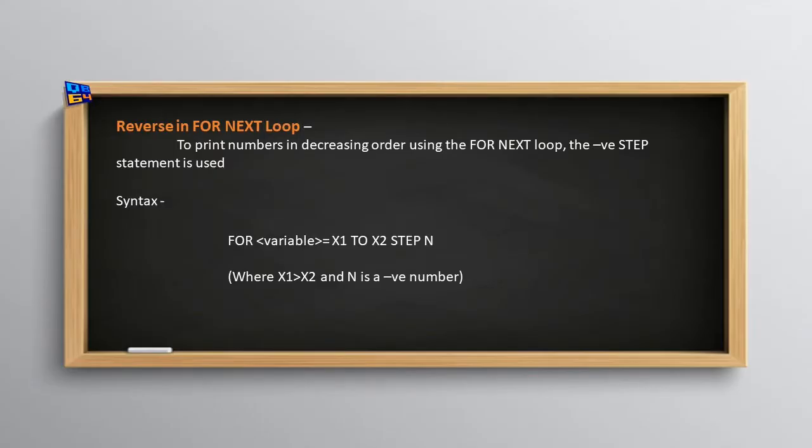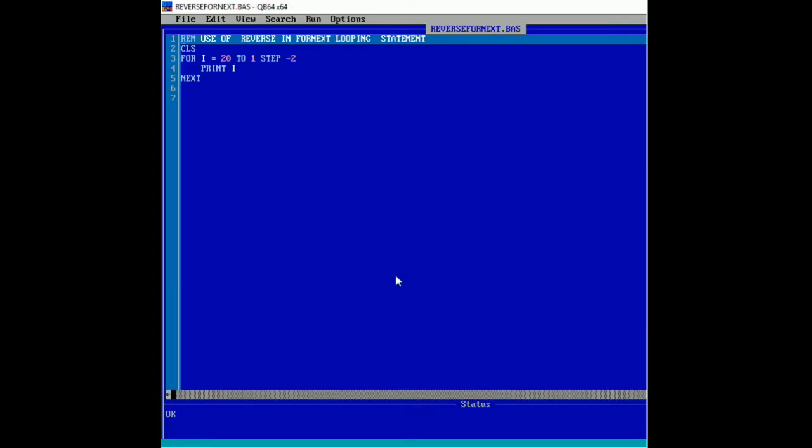Now let us see how to print numbers in decreasing order using reverse in the For Next loop. The negative STEP statement is used. You can also print in decreasing order with the help of the STEP clause. You have to use a negative number.